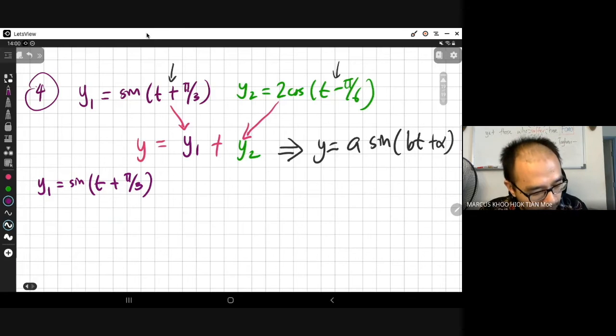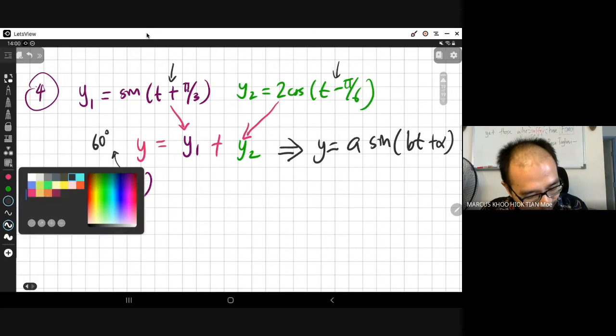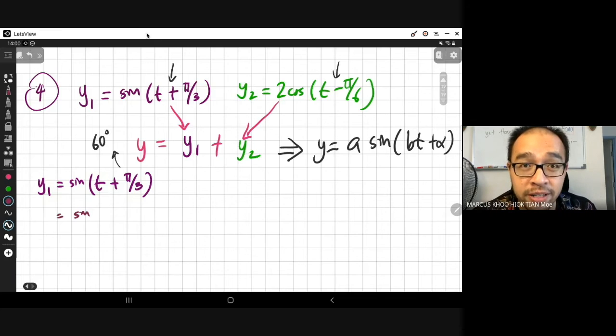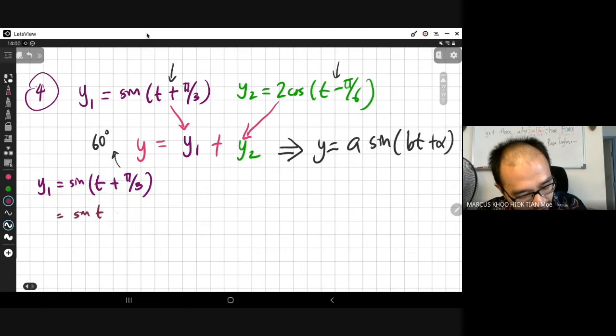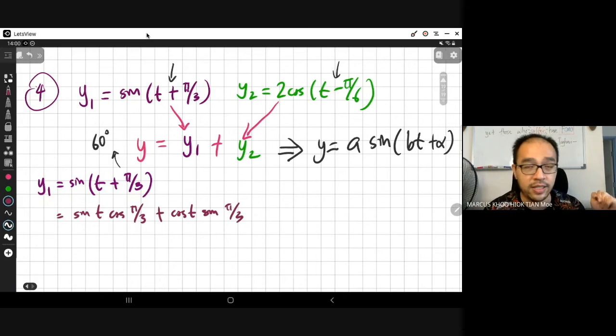Can somebody tell me what is pi over 3 in degrees? 60. Okay, sine t plus 60 degrees. So let's get down to the formula. Sorry, I'm laughing because it's so funny. This is the formula that I got wrong the last time, the cos formula that I got wrong. So sine t cos pi over 3 plus cos t sine pi over 3. Is this correct?